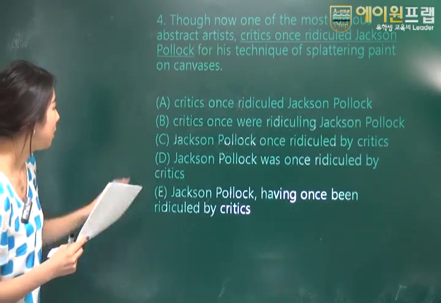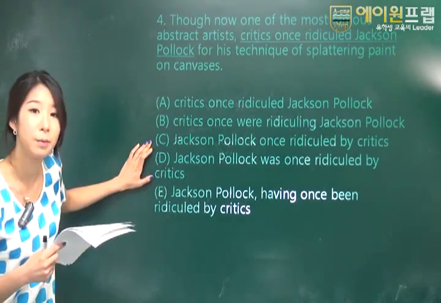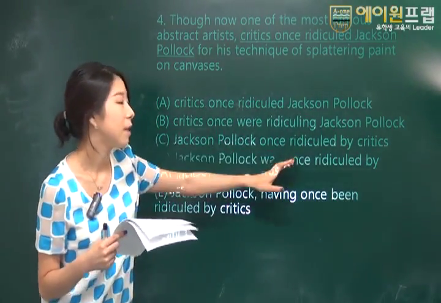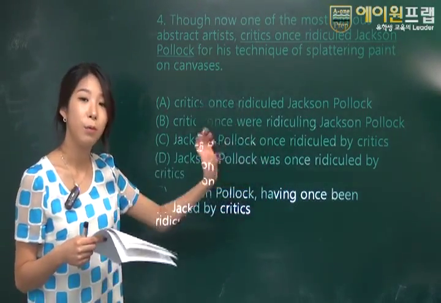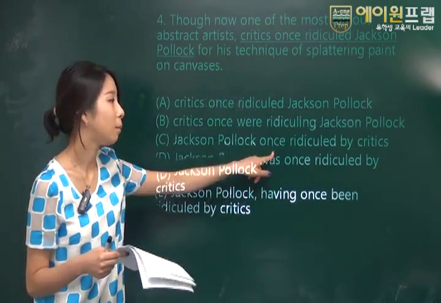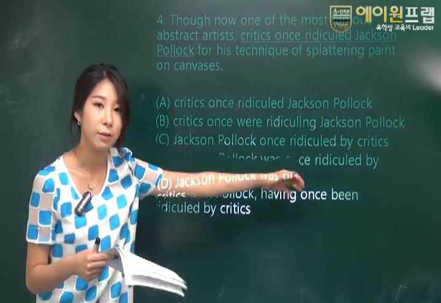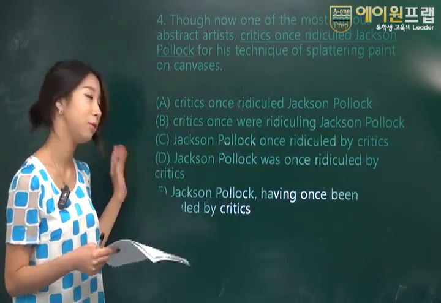Let's look at C. Once again, what is the problem? It doesn't have a verb. It's a fragment. Jackson Pollock was ridiculed by critics. It's trying to use a passive voice, but when we want a passive voice, then what do we need? We need a verb, like a be verb. So, once was ridiculed by critics. That would have been great, but it doesn't have it. So this is a fragment and it's out.